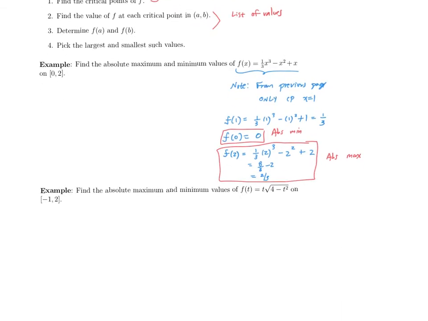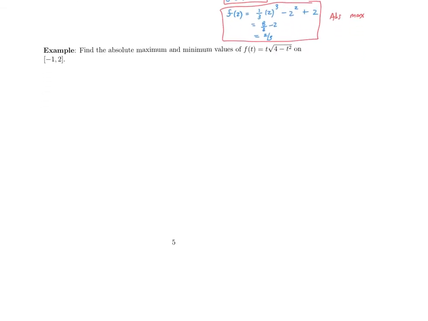So with that in mind, let's go ahead and look at another example. We have a continuous function, t times the square root of 4 minus t squared, on this closed interval from minus 1 to 2. What I would like you to do is to pause the video, give yourself 3 to 5 minutes, and see if you can follow our 4-step procedure to find the absolute maximum and minimum of this continuous function on the closed interval from minus 1 to 2.